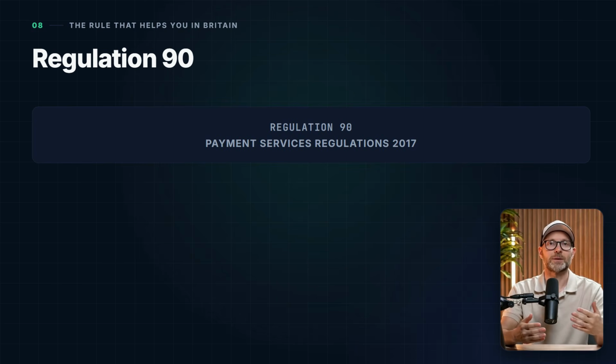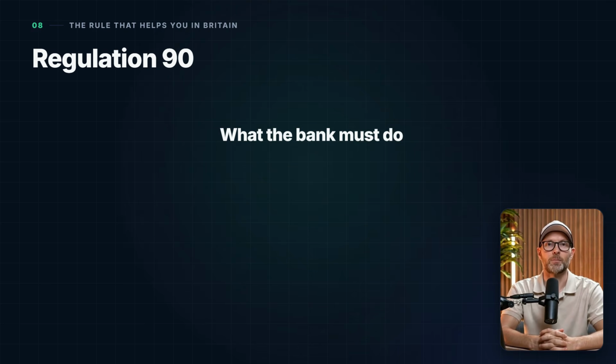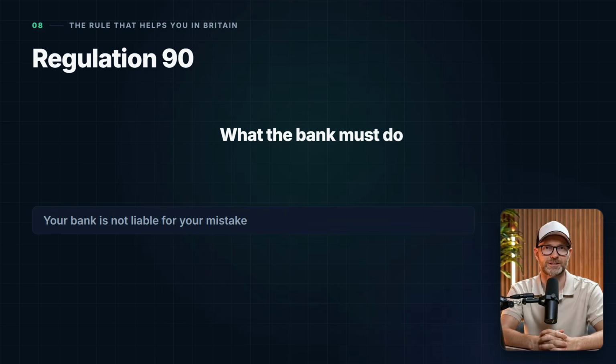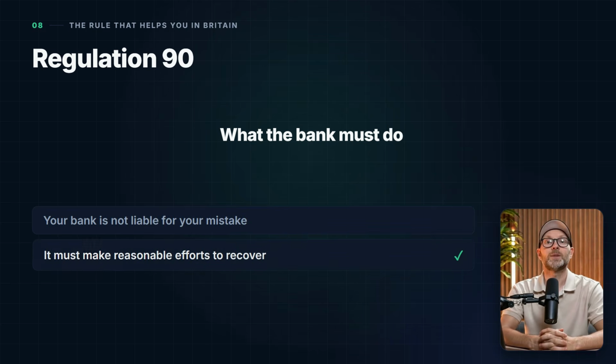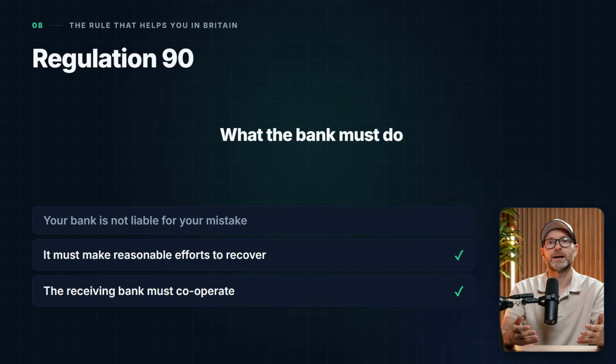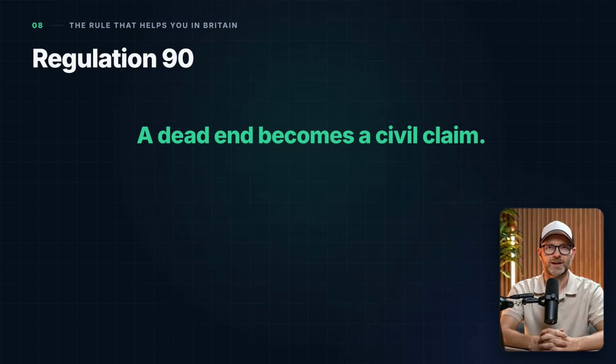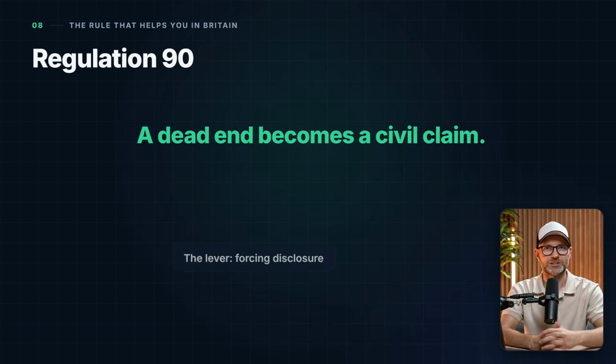In Britain, you have something concrete behind you. Regulation 90 of the Payment Services Regulations covers this exactly. If you gave the wrong account details, your bank is not liable for your mistake. But it must make reasonable efforts to recover the funds, and the receiving bank must cooperate, including handing over what is needed to collect. That last part is the lever. If the recipient refuses, your bank can be required to pass you the details you need to pursue them. A dead end becomes a civil claim.